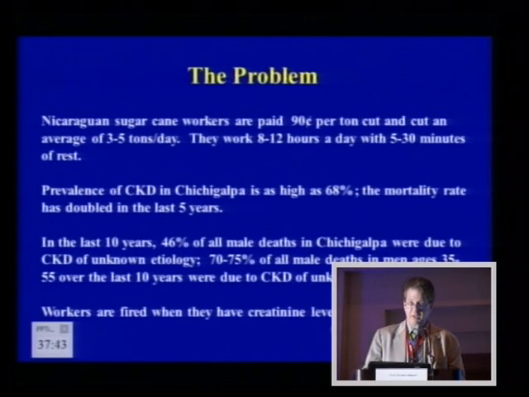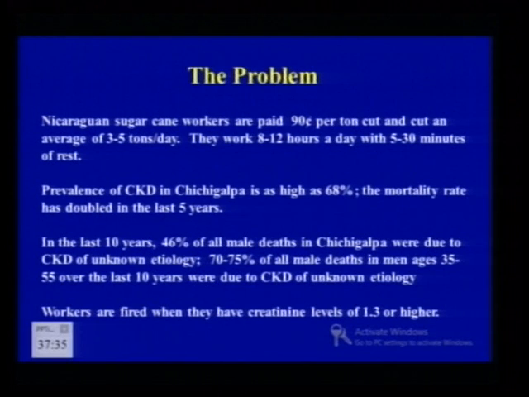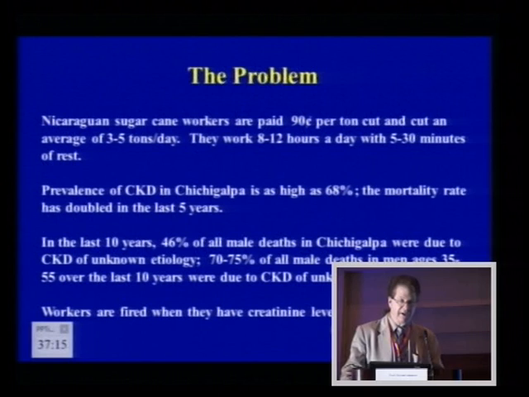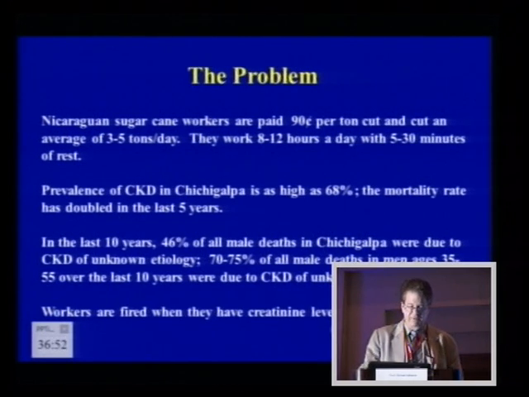Nicaraguan sugarcane workers are developing kidney disease. And they work very, very hard and very long days with very little rest out in the fields. There are some areas in Nicaragua where the prevalence of chronic kidney disease is approaching 70%, the highest in the world. And the mortality rate has doubled in these areas in the last 5 years. In the last 10 years, nearly 46% of all male deaths in Chichigalpa, which is one of the regions in Nicaragua, is due to CKD of unknown etiology. And 70 to 75% of all male deaths in men aged 35 to 55 over the last 10 years in these regions is due to CKD.